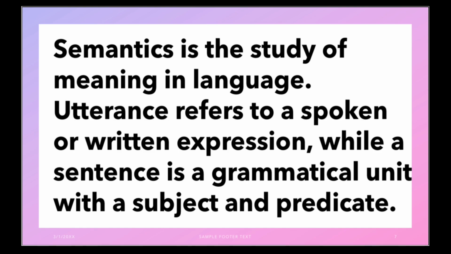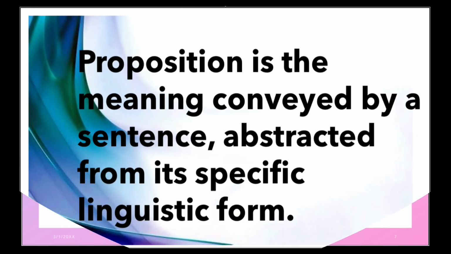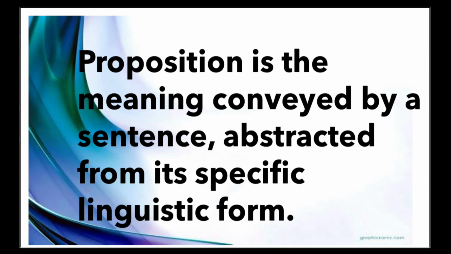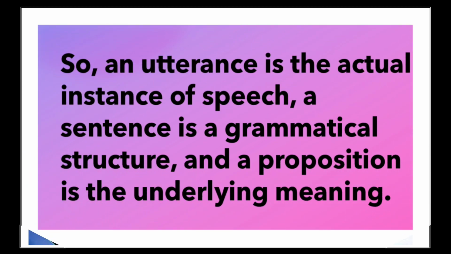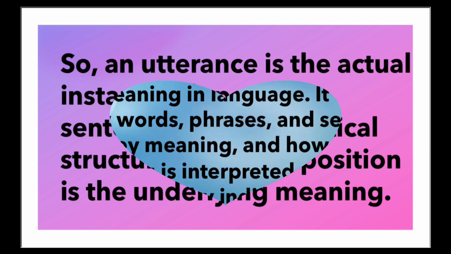Utterance refers to a spoken or written expression, while a sentence is a grammatical unit with a subject and predicate. Proposition is the meaning conveyed by a sentence, abstracted from its specific linguistic form. So, an utterance is the actual instance of speech. A sentence is a grammatical structure, and a proposition is the underlying meaning.